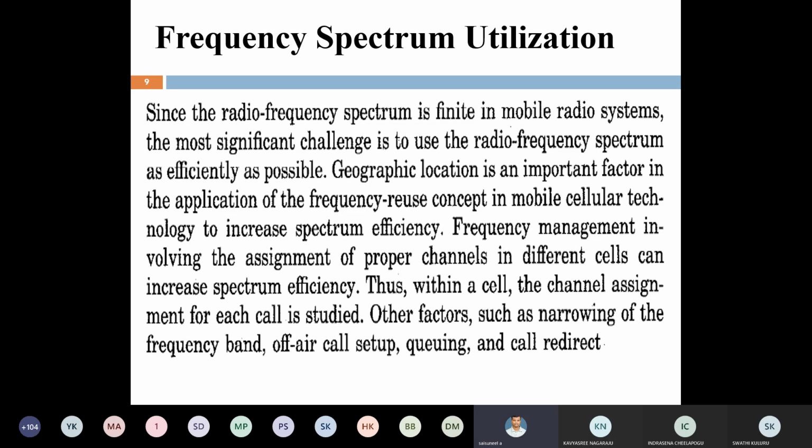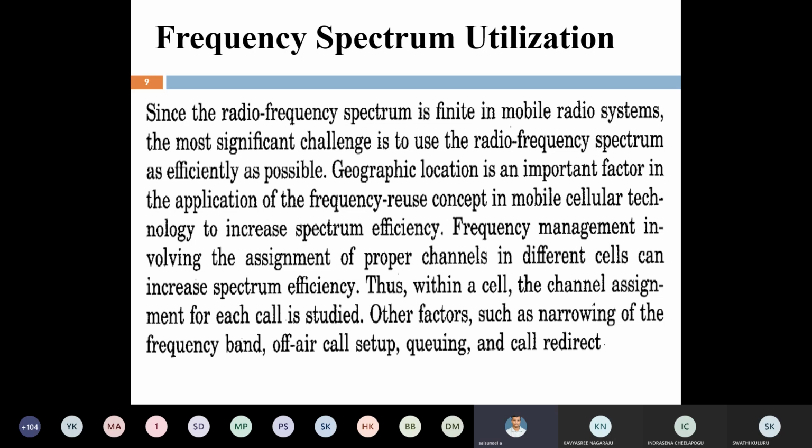Frequency spectrum utilization. Here, what is meant by radio frequency spectrum? The radio frequency spectrum is finite. It is not infinite. Suppose I am giving you a frequency range of 800 megahertz to 900 megahertz. That is a limited spectrum available.